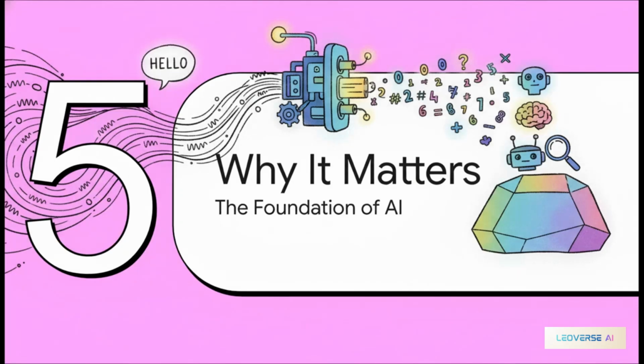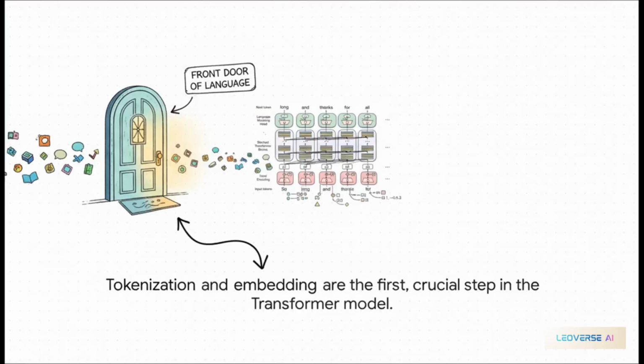So that brings us to the big finale. Why does any of this matter? It matters because this whole process, turning words into meaningful numbers, it's not just some clever programming trick. It is the absolute bedrock of all modern AI. This diagram shows you exactly where everything we just talked about fits in. If you've ever used a tool like ChatGPT, you're using what's called a transformer model.